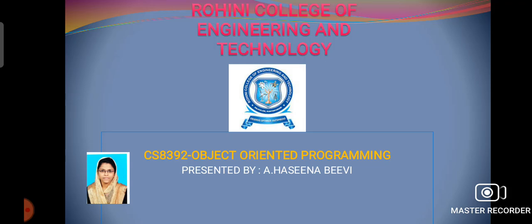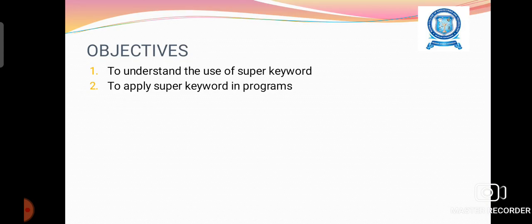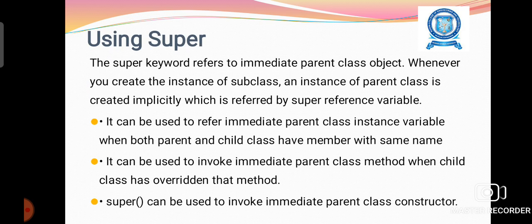Hello viewers, this is the video lecture for the subject Object Oriented Programming and for the topic using super keyword, which is coming under the second unit. The objectives of studying this topic are to understand the use of super keyword and to apply super keyword in programs. The super keyword refers to the immediate parent class object.